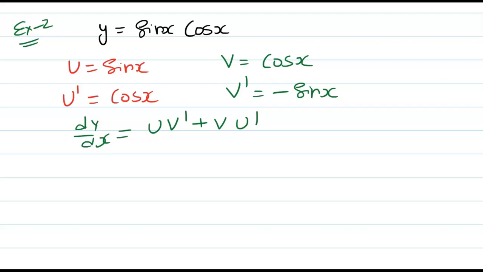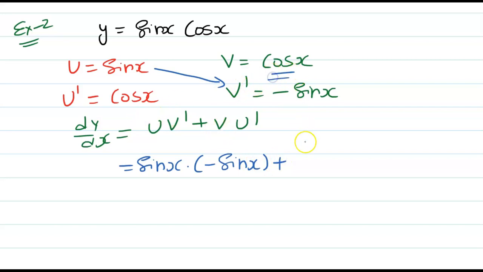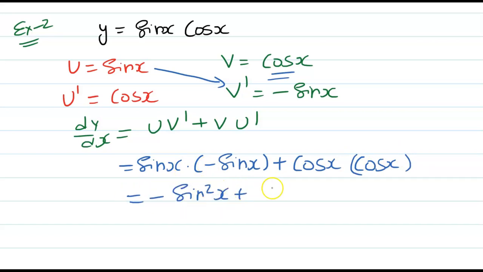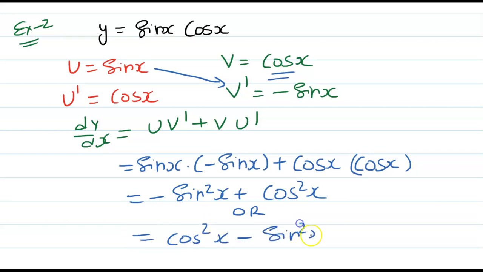Now you can cross multiply like this, u with v dash, so we can write down u is sin x, dot is multiplication, and v dash is minus sin x, so let's write in a bracket minus sin x, plus v is cos x, and u dash is cos x. Okay, now here it should be minus sin square x, and this will be cos square x, or if you want you can write it like this, cos square x minus sin square x. Okay, so I hope you have understood the concept.